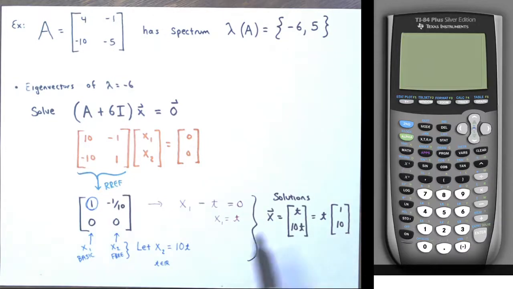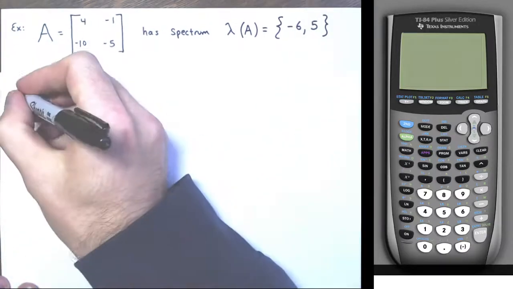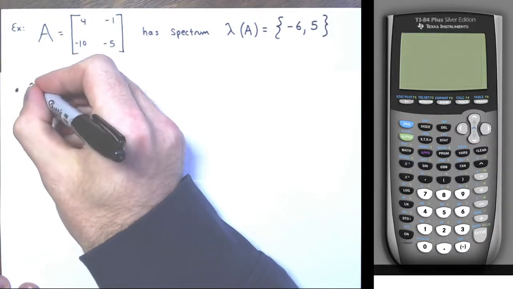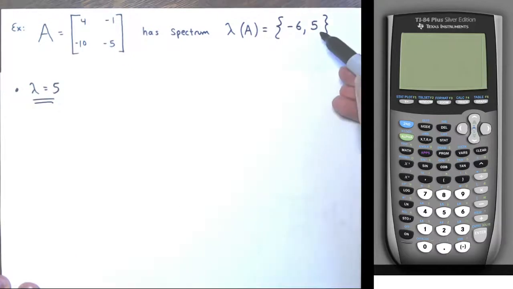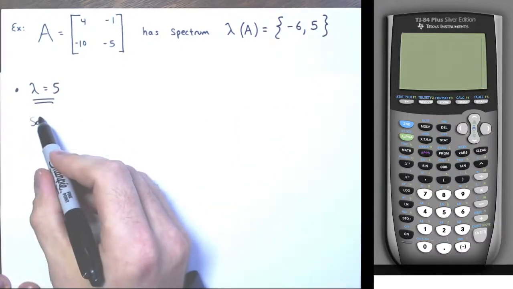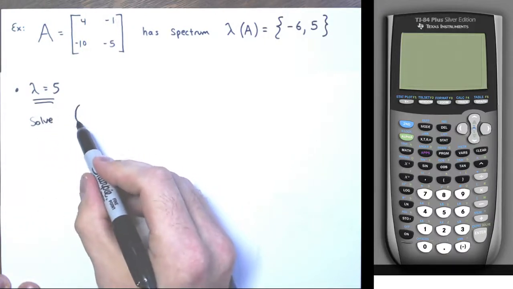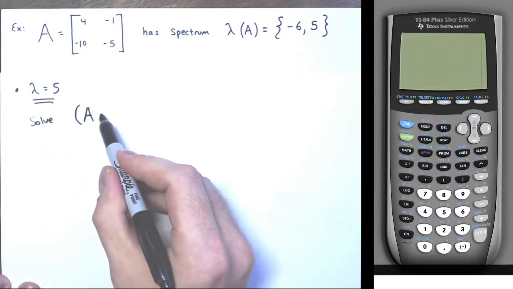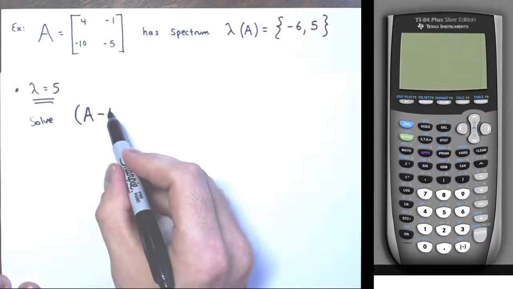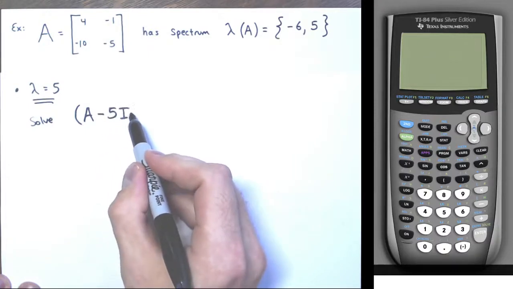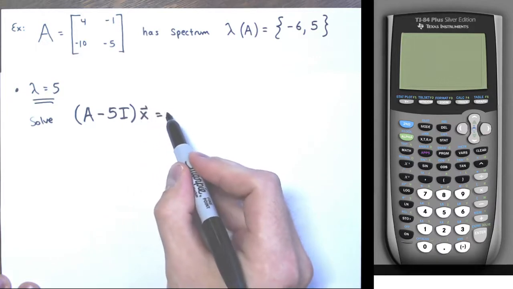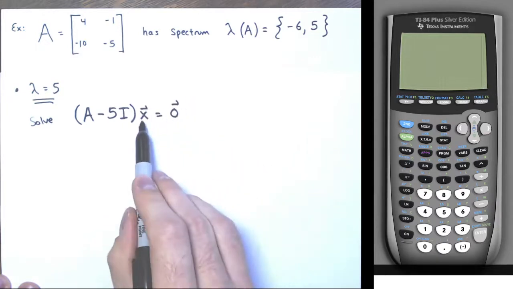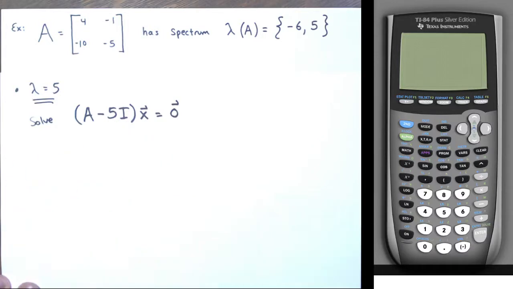So let's find the eigenvectors for lambda equals 5, the other eigenvalue of this matrix. Again, I'm solving the following equation: A minus lambda I, so A minus 5I, replacing lambda with 5, times some vector x equals the 0 vector. I'm trying to find all these vectors x.